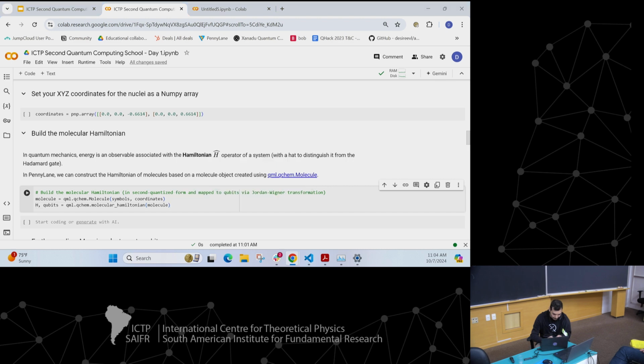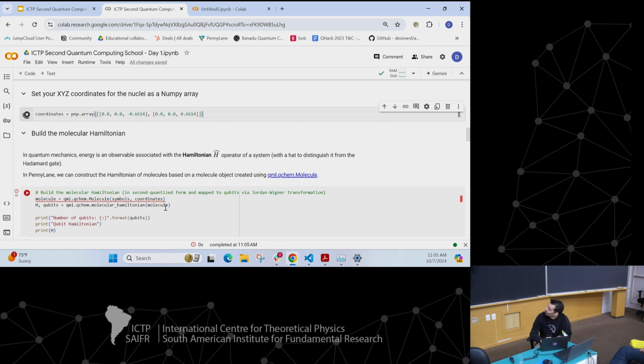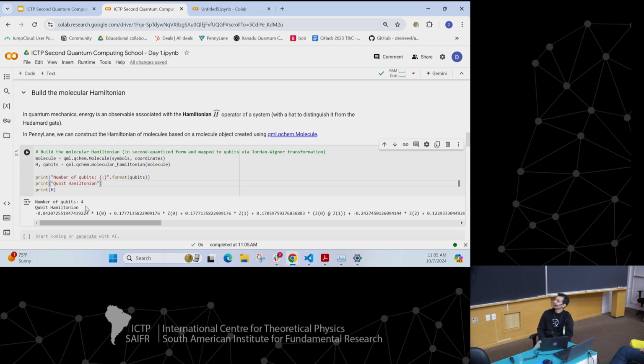Okay, and just to speed this up and show you that we get the result that we expect, I'm just going to copy this. And whoops, I forgot to run this one. Okay, and you can see that we're going to need 4 qubits. So we're going to need 2 spin orbitals to define this Hamiltonian. And you can see a lot of the terms that I showed you before. So this is your Hamiltonian expressed in second quantized form with Jordan-Wigner mapping into Pauli matrices.